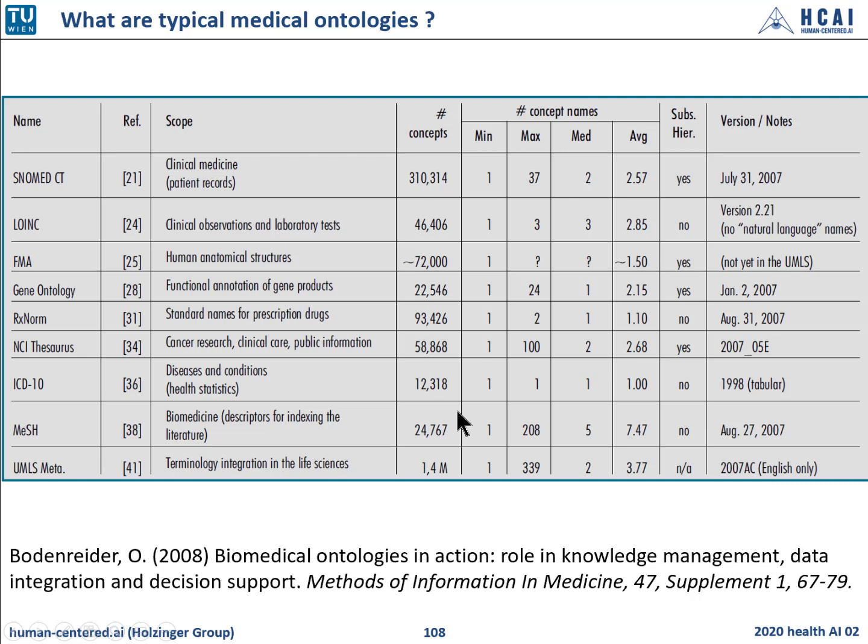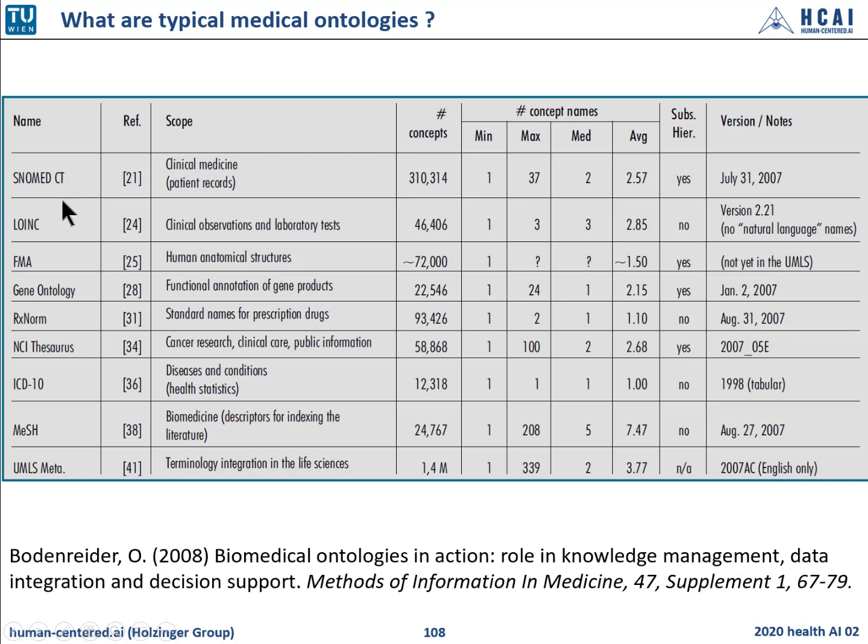Okay, so what are typical medical ontologies? This is now important for you. In this slide, we see some biomedical ontologies, including the scope, the number of entities, concepts, and distribution of number of terms per entity, and the additional version names. So maybe this is updated. So SNOMED CT is very, very important. CT is short for clinical terms. We will come back to this later on.